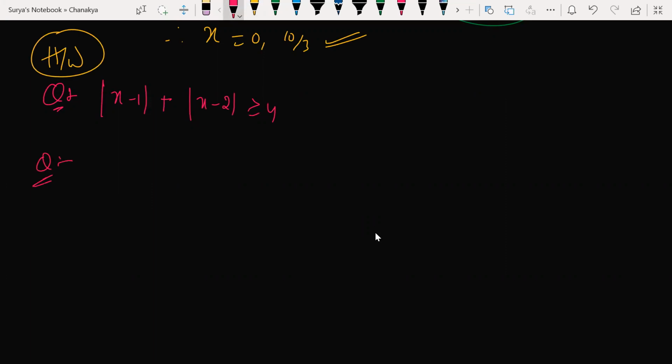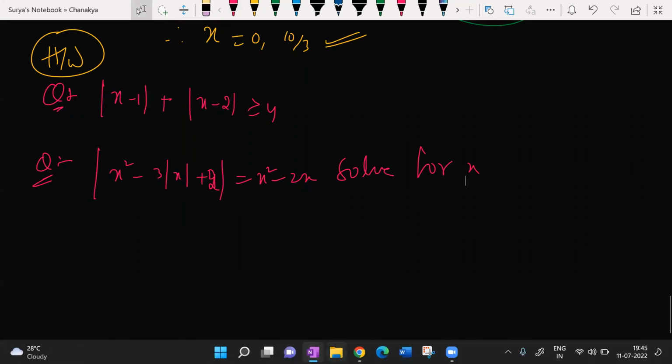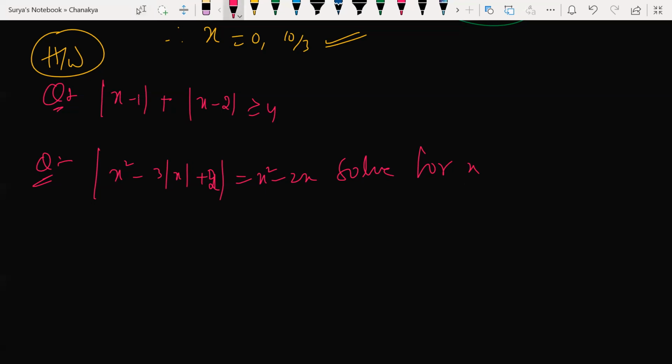Next, I'll give one more question here. Modulus of x square minus... Solve for x. Let's see how many of you are going to make this. I would say that this is also homework. Please do solve at home. If you don't get it, just ask me in the next class. I'll definitely help you out.